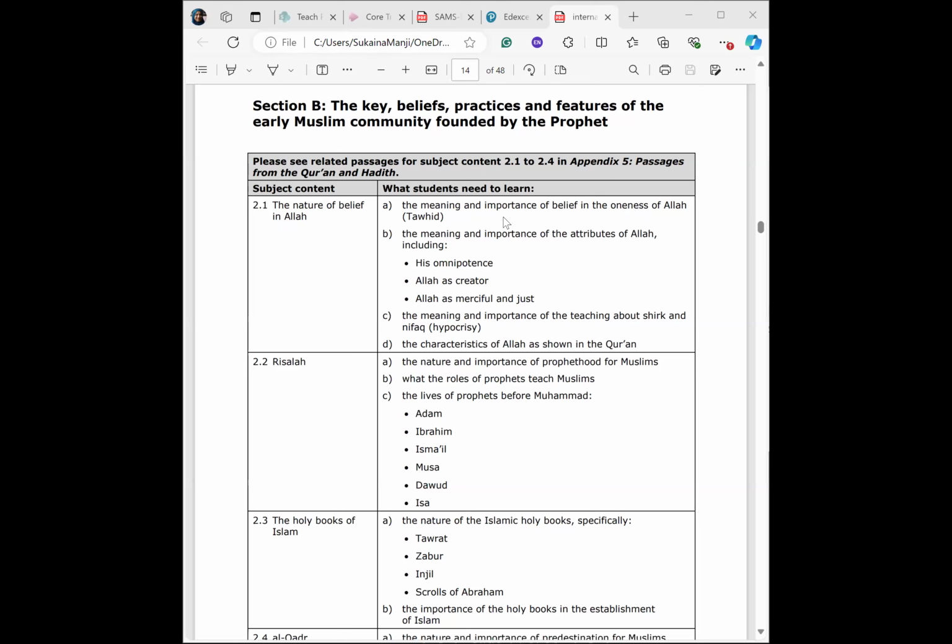And then we move on to section B, which is the key beliefs. So we are looking at the Muslim community now. Here we start off by looking at the nature and belief of Allah. So we start looking at Tawheed and the attributes of Allah in terms of His power and how Allah is the creator, how He is merciful and just.